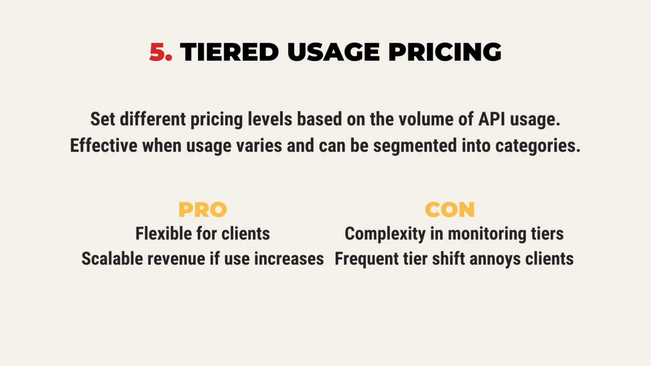Now, another very interesting approach to handling API fees is to go for tiered usage pricing. So you set different pricing levels based on the usage of the API, and you have different tiers for different usage levels. And that's especially effective when clients' usage varies widely and can be segmented into clear categories. And the good thing about this is that it's flexible for the clients, allowing them to switch between the suitable tiers, and it's scalable revenue as the client's usage increases.